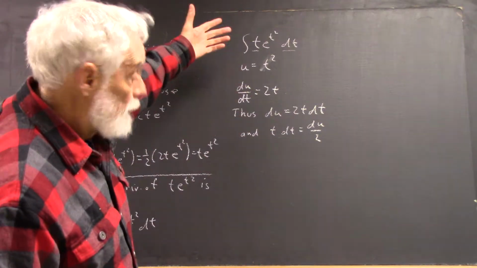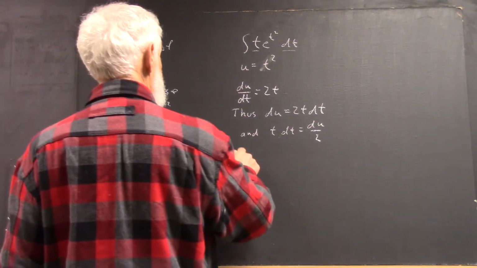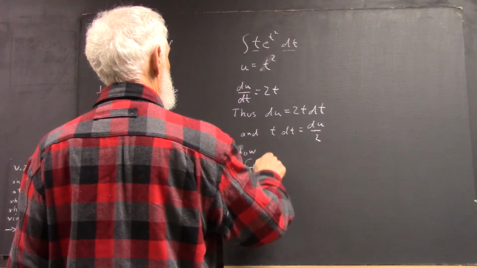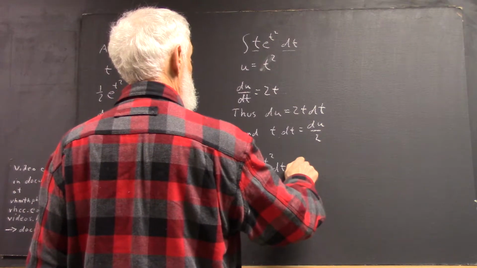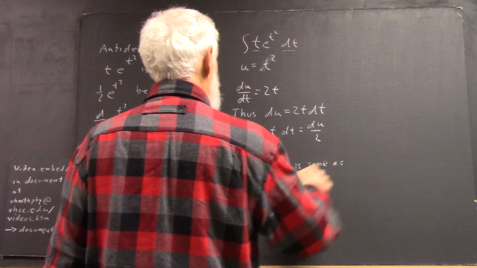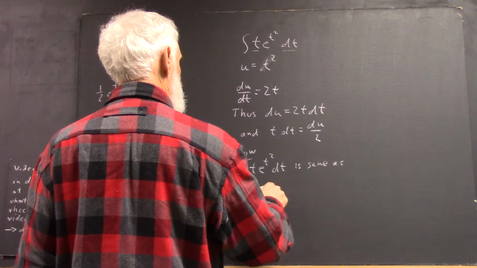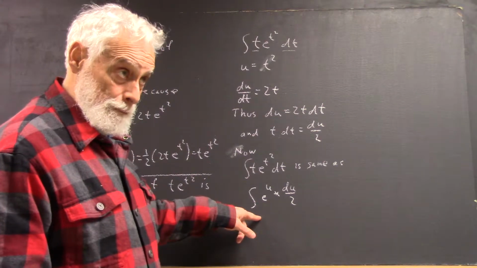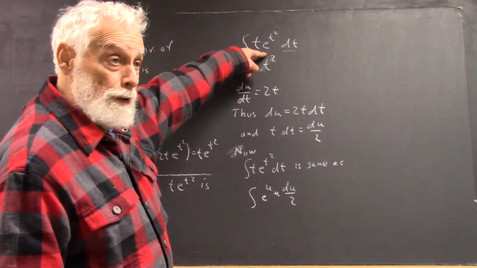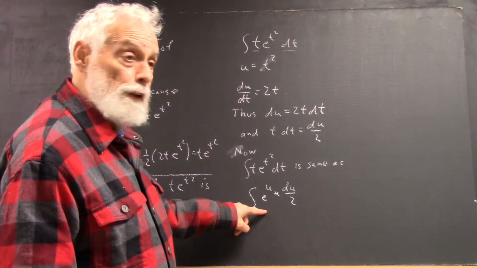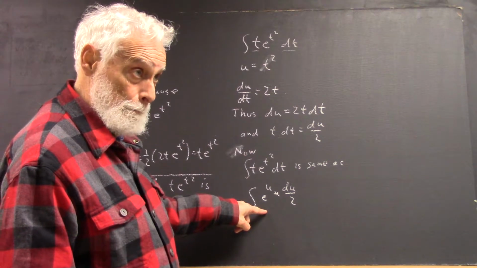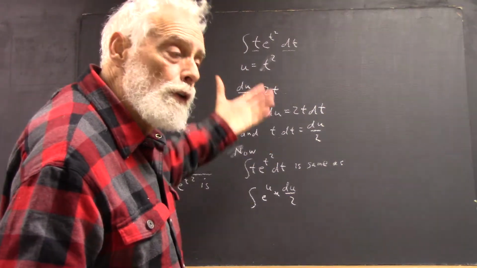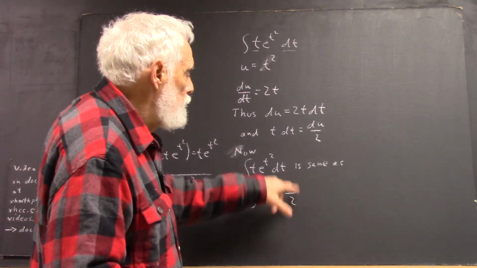Okay, well, now we can write this integral as this. Okay? So we've converted this integral in terms of t to this integral in terms of u. Okay? And it's fairly simple; after you've done a couple of these, it becomes pretty easy to go through this. Okay, so we have e to the u times du over 2.